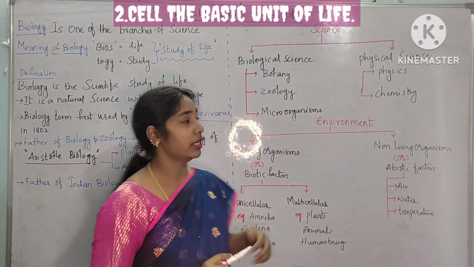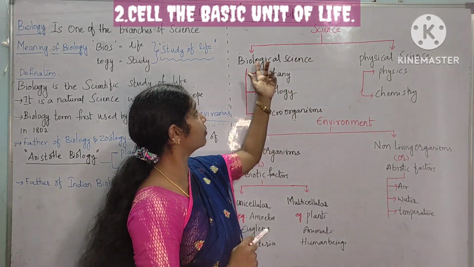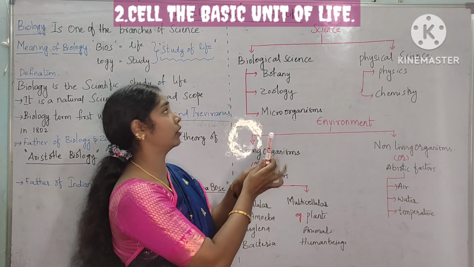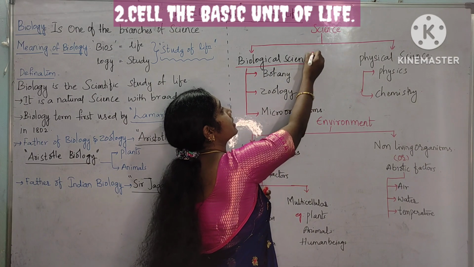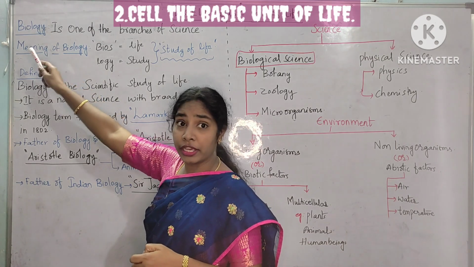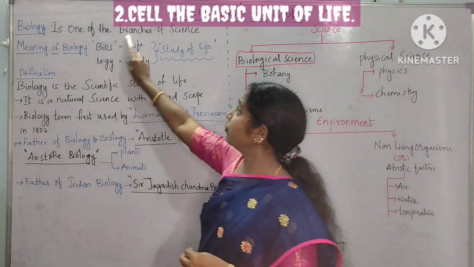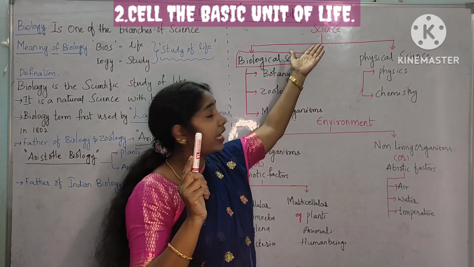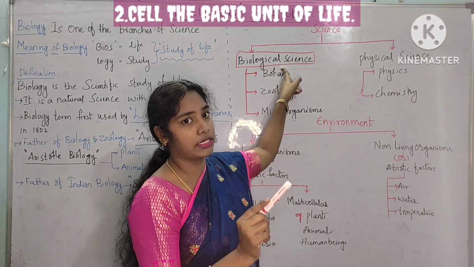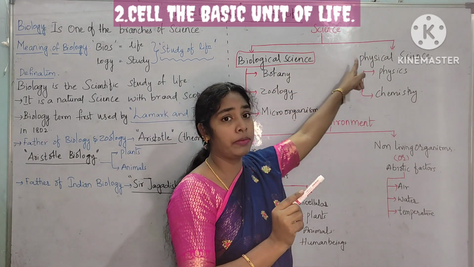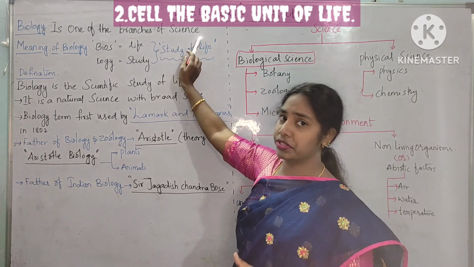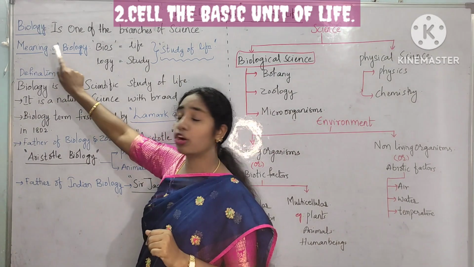What is the meaning of biology? I said science is divided into biological science and physical science, and here we are going to discuss biological science. Biology is one of the branches of science. Already I have given a flow chart: science is divided into two parts, and here I have mentioned biological science. This biological science is a branch which existed from science. In this way, biology is one of the branches of science.